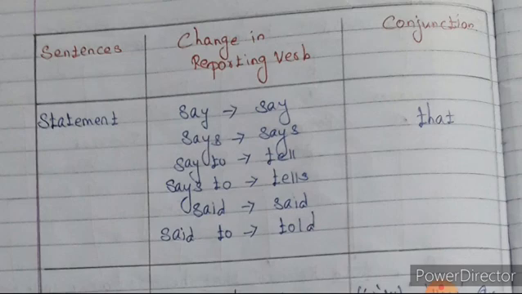The first type of sentence is the statement. In the statement, if it is in the direct speech, the reporting verb is mentioned as say; you have to change it as say, and says means you have to change as says. Say to will be changed as tell. Says to will be changed as tells, and said you have to write as it is said, and said to will be changed as told. This said to is changed into told. We have used this in an example which we have learned now. And there we have used the conjunction that. For the statement, you have to use the conjunction word that.